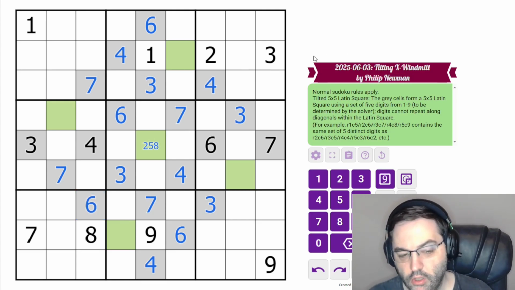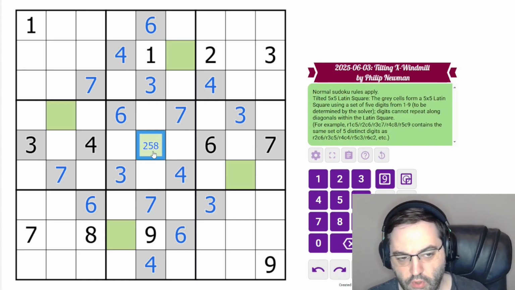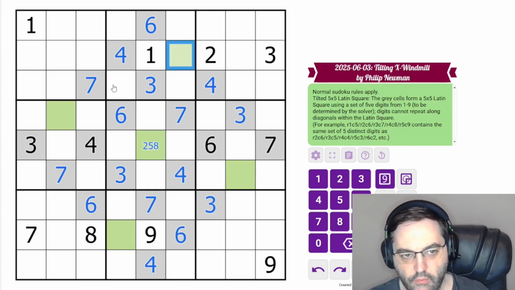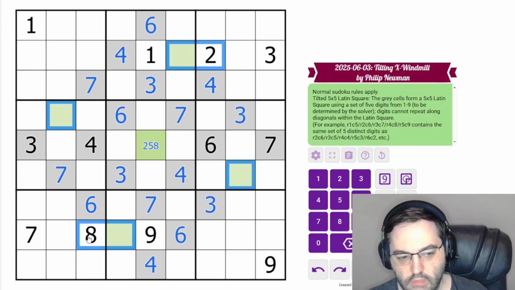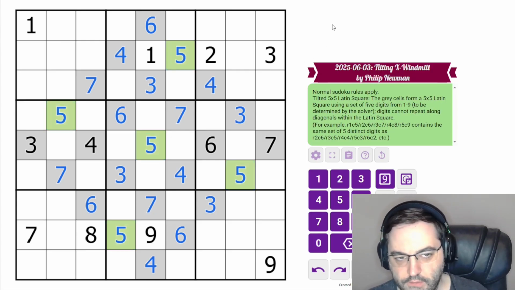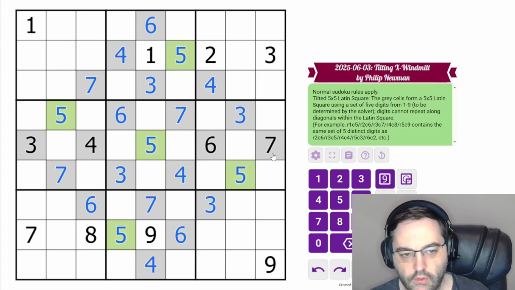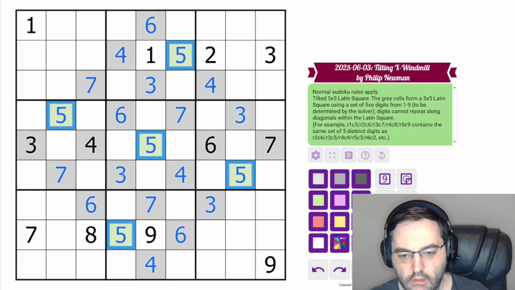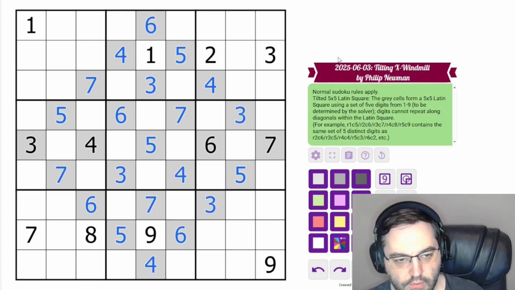So now we've got all of the Latin square filled in, except we haven't resolved what this digit is. But now that we know where it is in the Latin square, we know it can't be 2, and we know it can't be 8. So it must be 5. And that's the Latin square resolved. So we are done with the variant. Now we're just doing classic Sudoku.